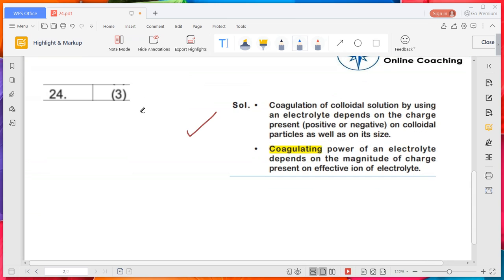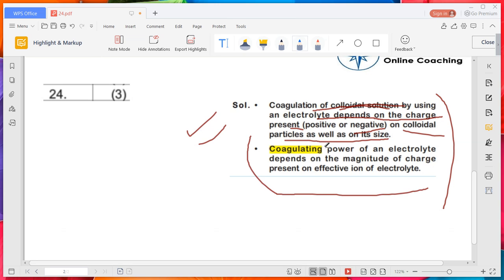If it's a theoretical type question, you have to go through NCERT, and this is coming from the colloids chapter. What is the coagulation of a colloidal solution? The coagulation of a colloidal solution by using electrolytes depends on the charge which is present, whether it is positive or negative, on the colloidal particles, as well as the coagulation power of an electrolyte depends on its magnitude of charge, the magnitude of charge present on an effective ion of an electrolyte.